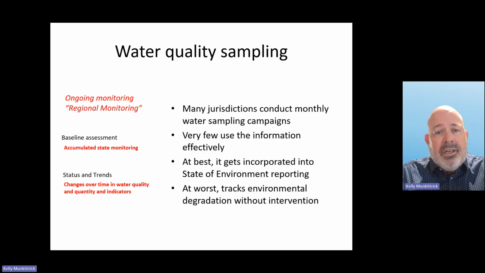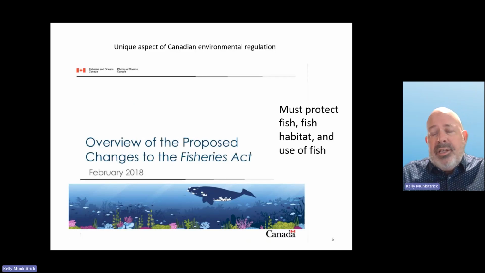Most jurisdictions conduct some sort of regular water quality sampling. Very few use the information effectively. There's a couple of different types, either accumulated state monitoring or status and trends, which follow changes over time. At best, the information gets incorporated into state of environment reports. And at worst, it tracks environmental degradation without intervention.